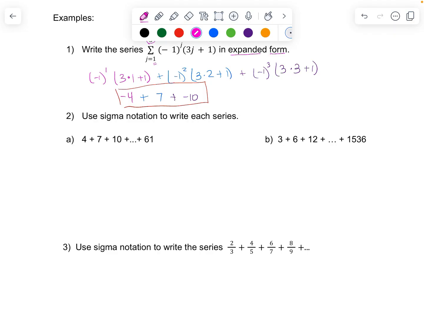So here I am noticing that if I add 3, that seems to work, so that would make this arithmetic.